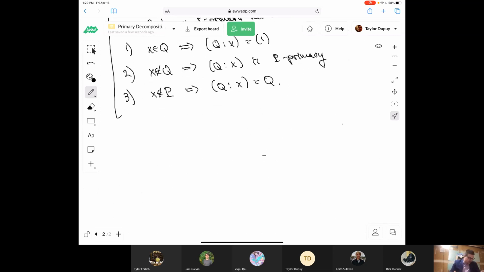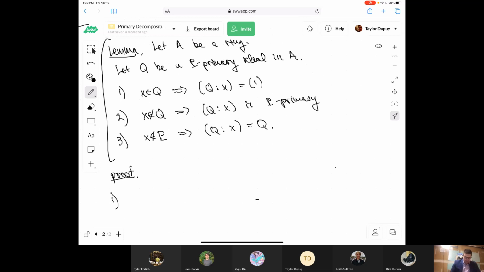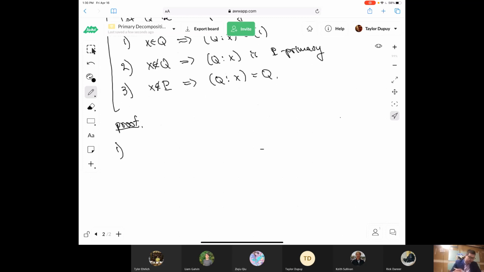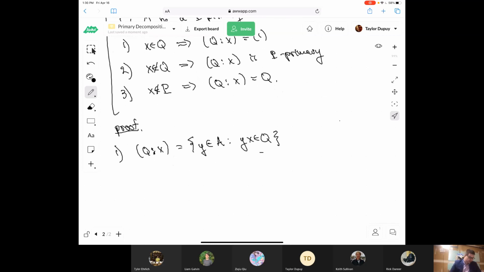Okay, so let's do the proof. The first one is pretty straightforward. If you think about it in terms of division, it makes sense, because if x is in Q, then you're dividing by something in Q, so you should kind of expect 1 to be in there. But let's just write it out. This actually doesn't use the fact that Q is primary. This is totally general, right? So again, we're just going to keep writing out this definition. So yx is in Q, right? This is the set of y such that yx is in Q.